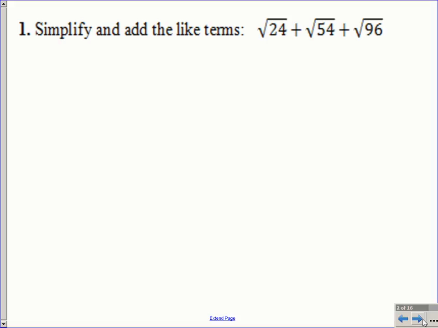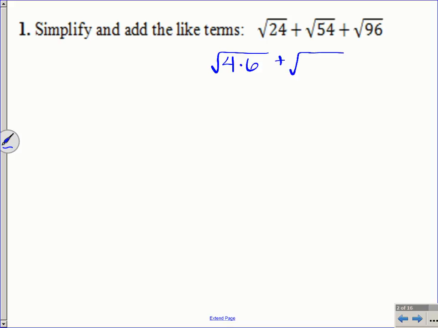Question number 1. It says simplify and add the like terms. So we have square root of 24 plus square root of 54 plus square root of 96. So hopefully you recognize that 24, 54, and 96 are not perfect squares. So what that means is we need to find a factor of each of those numbers that is a perfect square. So for 24, the factor that is a perfect square is 4. And in order to get 24, you multiply by 6.